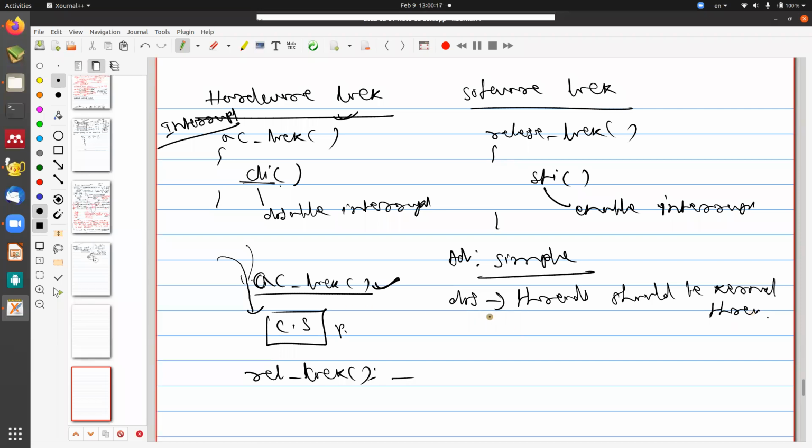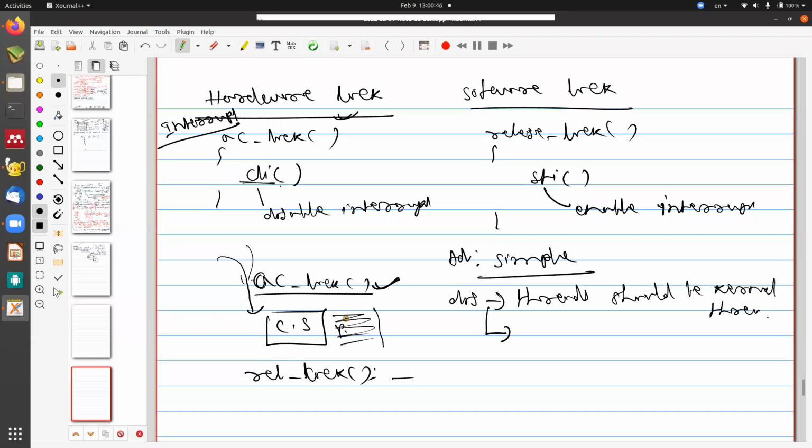The second disadvantage you can find, just look into it. Suppose I enter into the critical section by disabling the lock, and inside the critical section there may be many lines. These lines are normal code like A equal to B plus C, C equal to D plus C. Let's take some logical error is present in the critical section, because the critical section is normally written by a programmer.